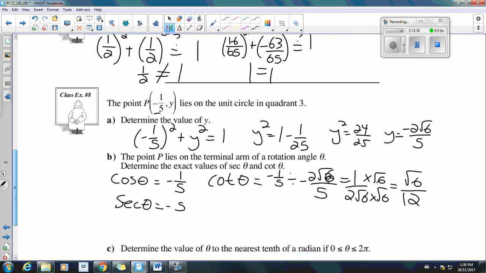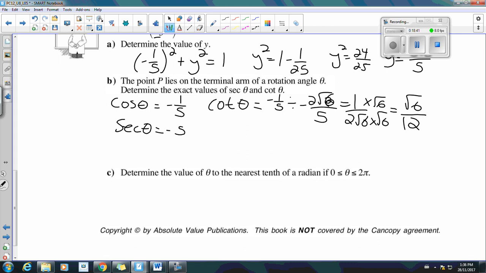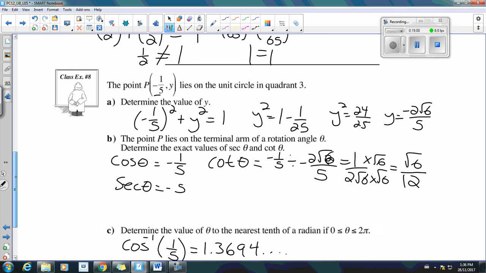Determine the value of the angle to the nearest tenth of a radian. As soon as it tells us that, on our calculator, we could use the cosine or sine inverse here. Cos inverse of 1/5, and make sure you're in radians. You have to find your answer in radians. It is 1.3694, and it keeps going.